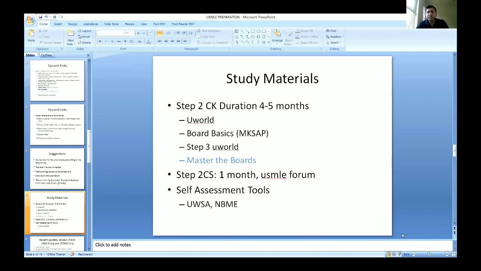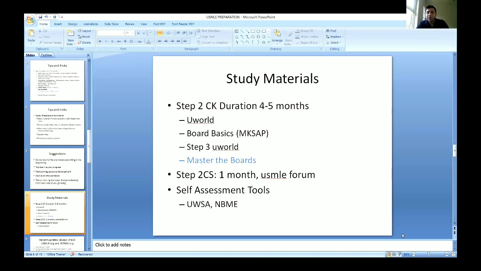People here in the United States follow uptodate.com for everything as reference material. Suppose you are studying a topic in UWorld and you're not understanding what the management will be, then you need to go to UpToDate. That is a paid subscription, but you can have different ways to get it. That has to be your reference.